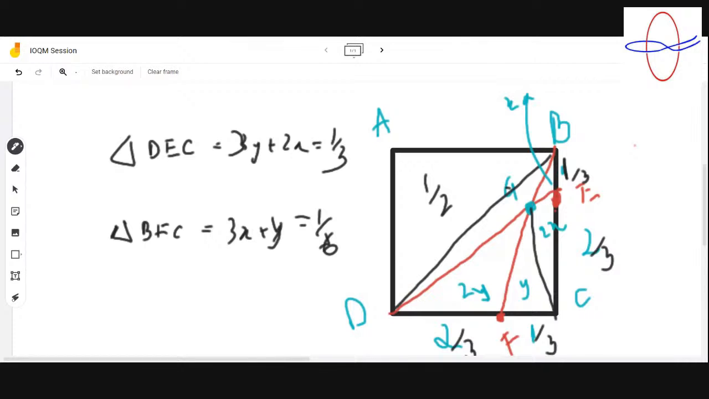So what's the idea next? What's the next idea, guys? You have got two linear equations in x and y. You have to solve for x and y. So solve it, guys. Solve it for x and y. If you solve it for x and y, you get the whole thing, right? You get thrice x plus thrice y. Right, guys?